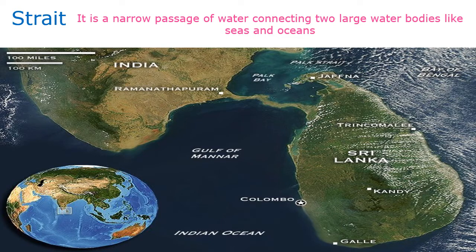It is a narrow passage of water connecting two large water bodies like seas and oceans. Here I am showing you the picture of Palk Strait. You can see that the Bay of Bengal and the Indian Ocean are connected through a narrow passage of water in between India and Sri Lanka. That is what we call a strait. The narrow passage between India and Sri Lanka is Palk Strait. This allows the two water bodies to connect with each other.